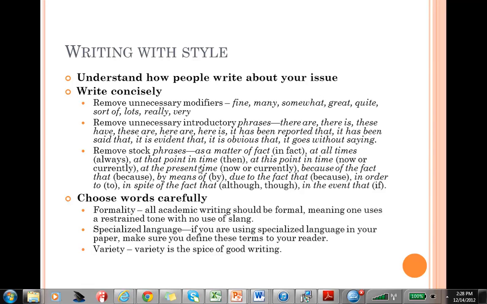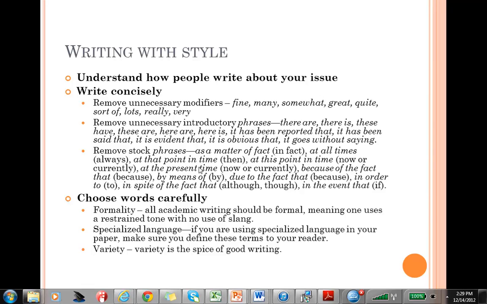Another thing you want to look at removing is stock phrases. Some of these are as a matter of fact, which can be replaced with in fact, at all times, which can be replaced with always, at that point in time, which can be replaced with then, at this point in time, which can be replaced with now or currently, at the present time, which can be replaced with now or currently, because of the fact that can be replaced with because, by means of can be replaced with by, due to the fact that can be replaced with because, in order to can be replaced with to, in spite of the fact that can be replaced with although or though, and in the event that can just be replaced with if.